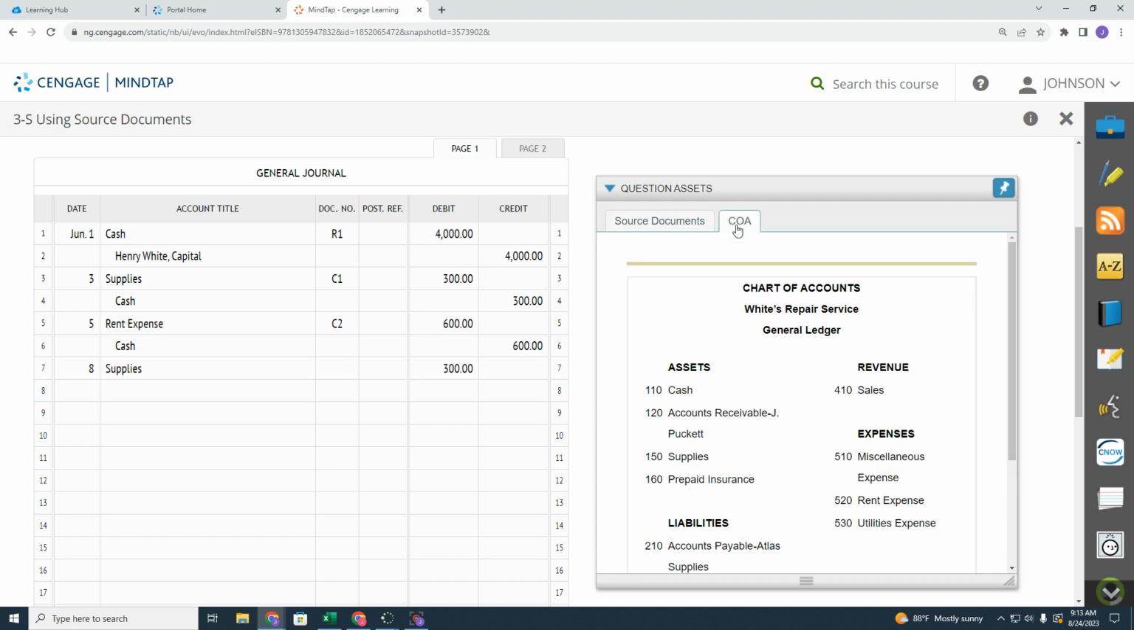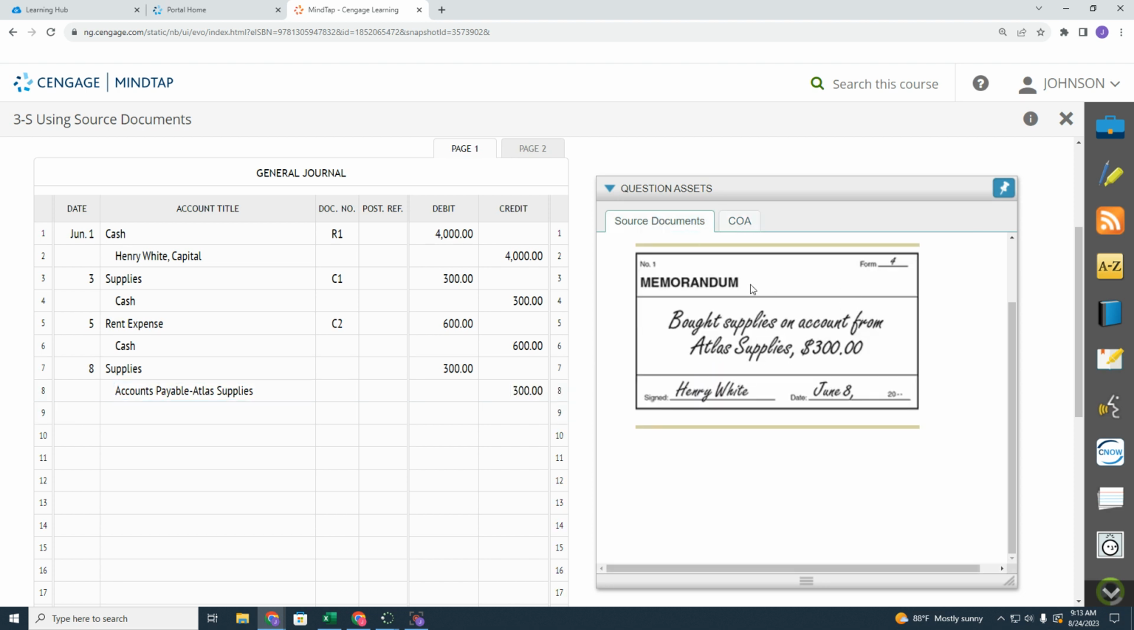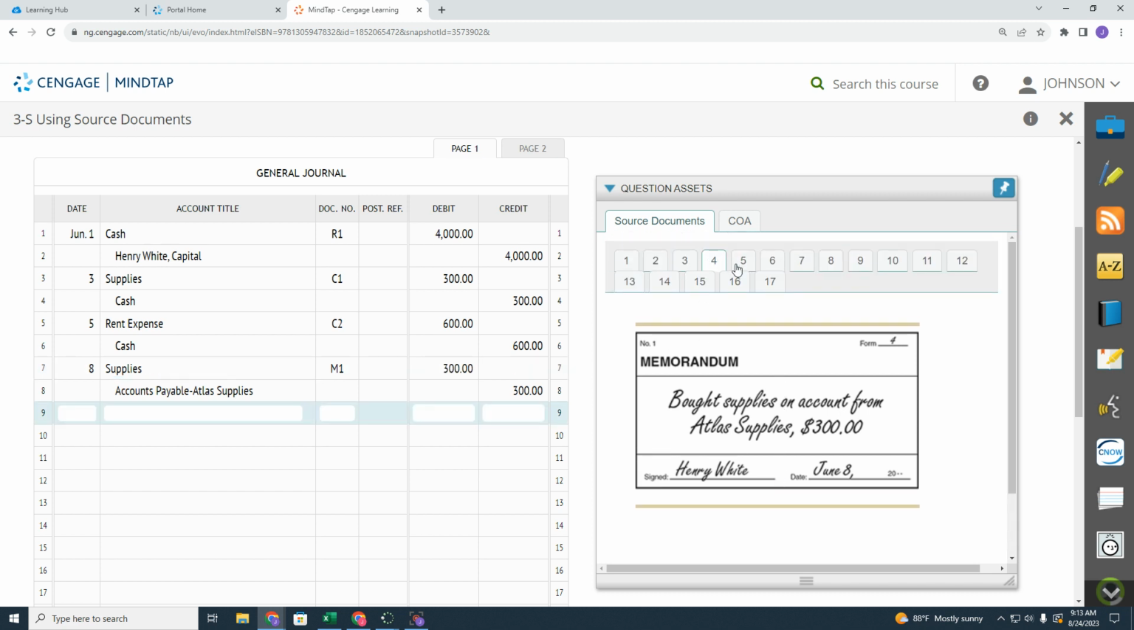And then the other thing that I need to increase is a liability account, accounts payable to Atlas Supplies. So I'm going to go over to the chart of accounts and I'm going to look at my liabilities. Here's my accounts payable for Atlas Supplies. So I'm going to be increasing the amount that I owe Atlas Supplies by $300. And my source document is memorandum number 1. Okay, so I'm concerned with this number over here, not the form. So I'm going to go M1. So memorandum number 1. I'm going to go on to my next transaction.